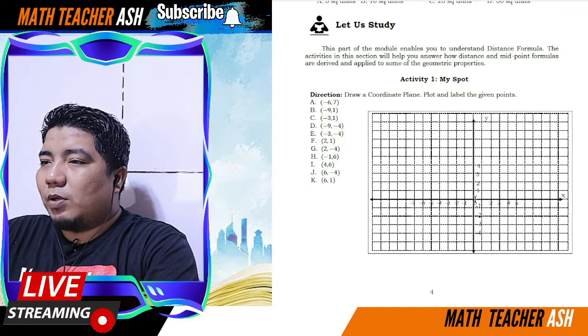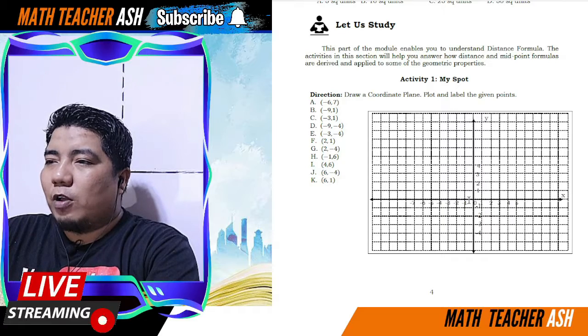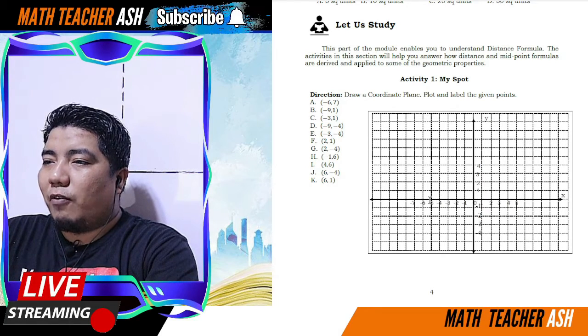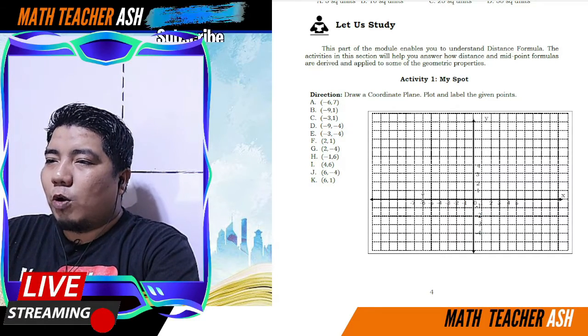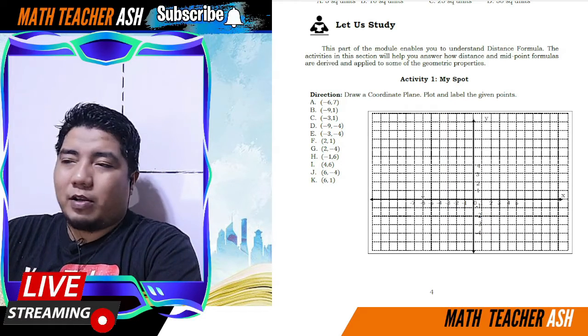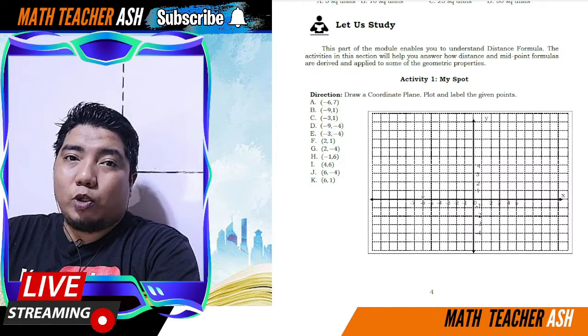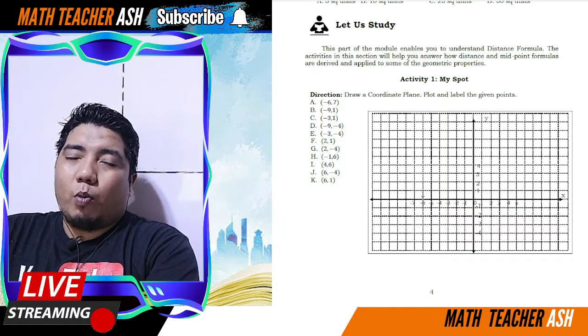So since this is our 0 and this is our x-axis, we go 6 units to the left. So 1, 2, 3, 4, 5, 6. So nandito. So I hope nakikita ninyo ang ating arrow, okay, or ang ating cursor. Okay? Pag dumating ka na sa -6, punta ka naman ng 7 units for our y coordinate.